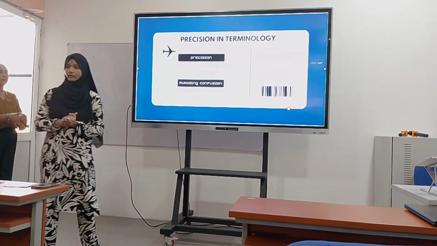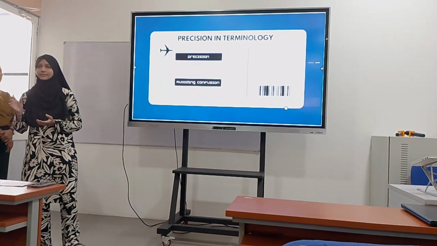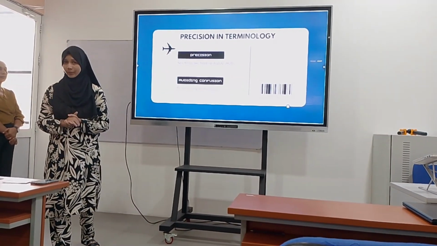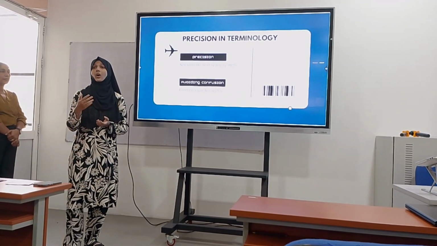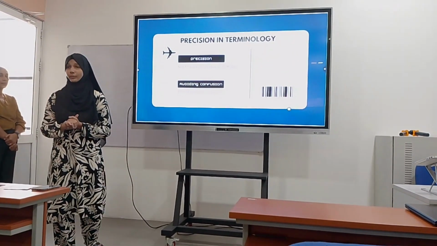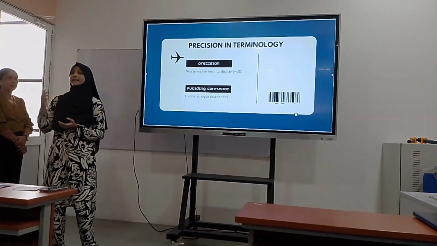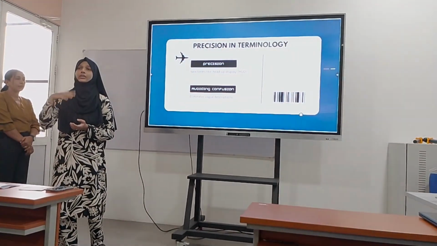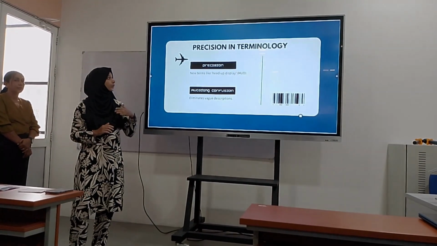Using specific and accurate terms and specialized language helps to reduce ambiguity. For example, the term head-up display or HUD refers to a system projecting flight information onto a transparent screen. This precise terminology eliminates confusion that could arise from describing this technology in more general terms.